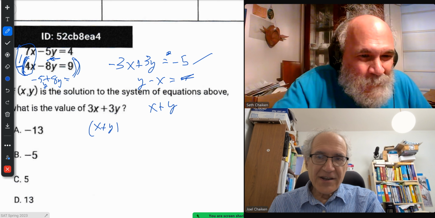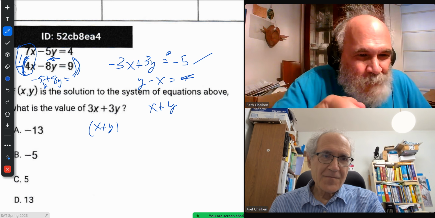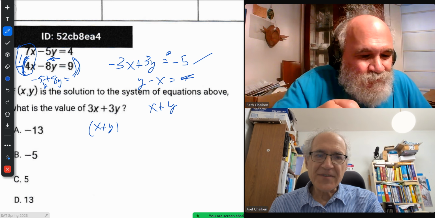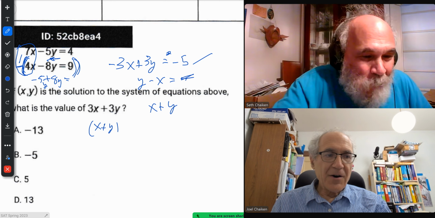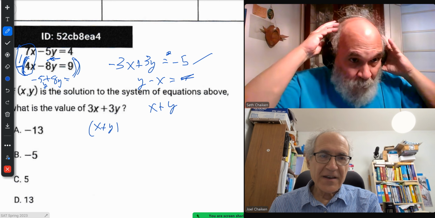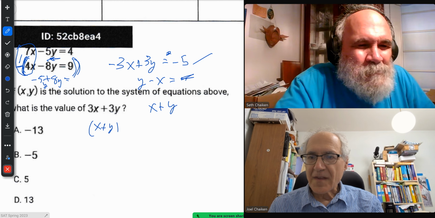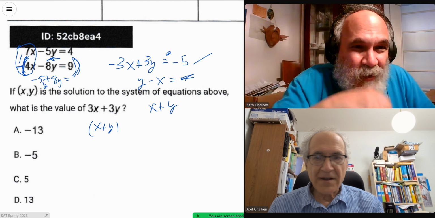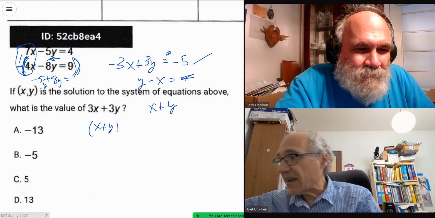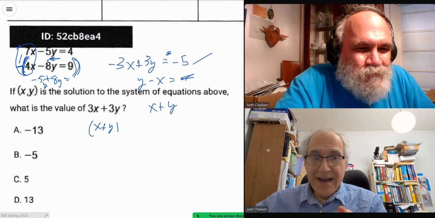The other way to do it is we could graph this thing and just pick off the intersection point. That's probably the fastest way to do it. So let's graph this thing. That means we have to do something which you're not going to actually do on the test, which is to actually write it down.